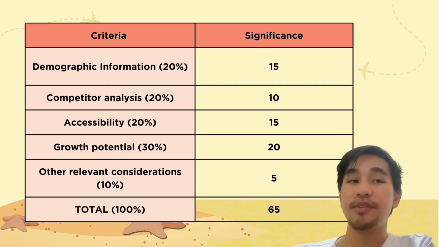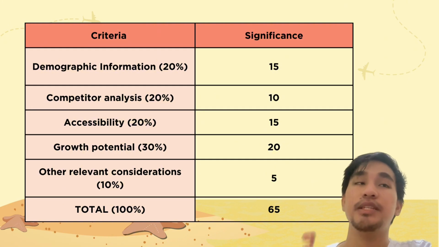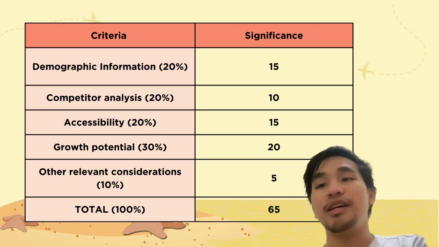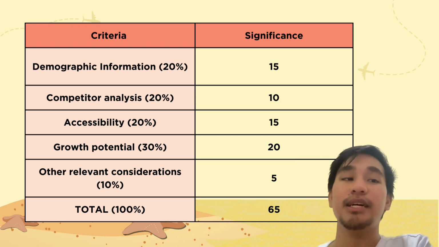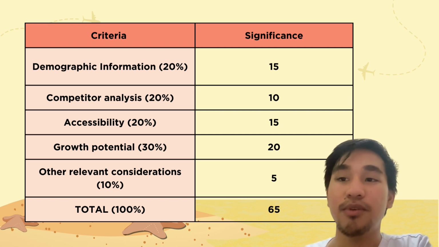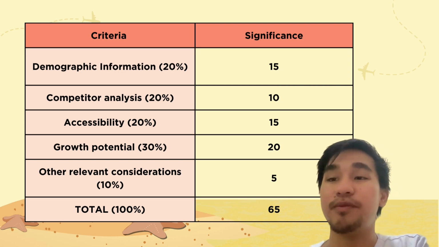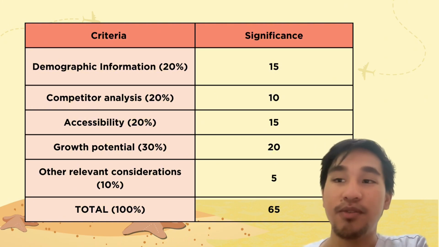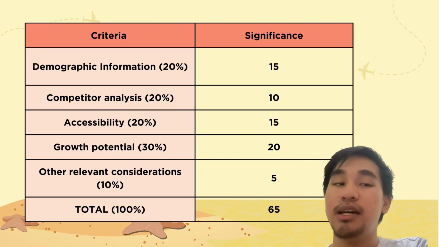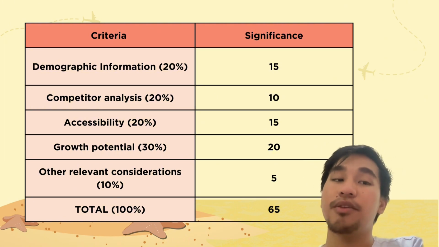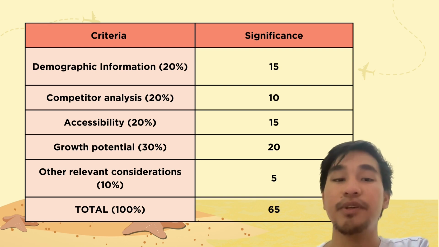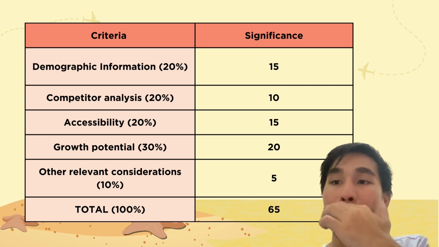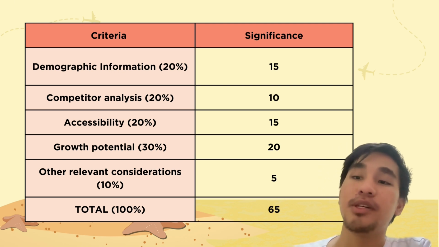For demographic information, the score is 15 out of 20. For competitors, there is a lot of competition, so it's 10 out of 20. Accessibility is very good and very proximate to major roads, so it's going to be 15 out of 20. For growth potential, it has a lot of growth because it's near IT Park and Ayala, so it's going to be 20 out of 30. And for other considerations like foot traffic, it's going to be 5 out of 10, because it's not very ideal since it has a lot of competition.